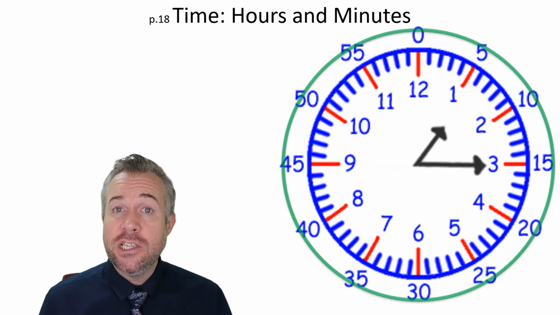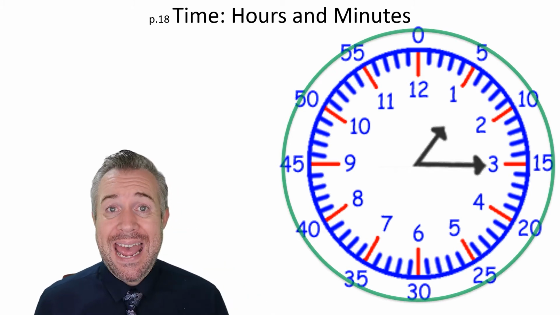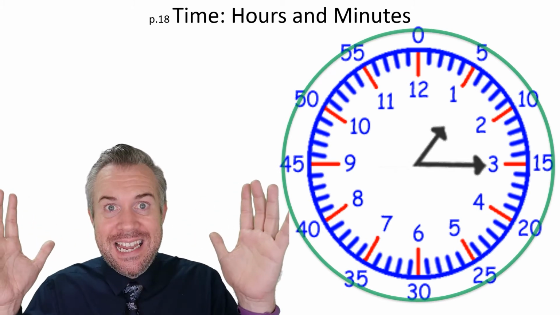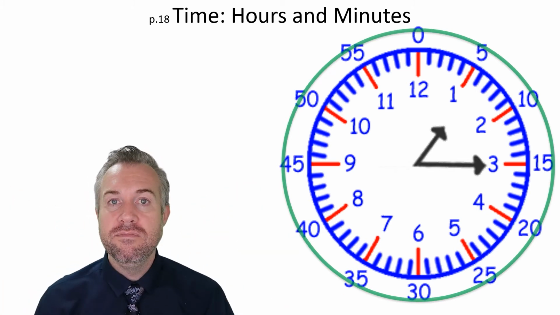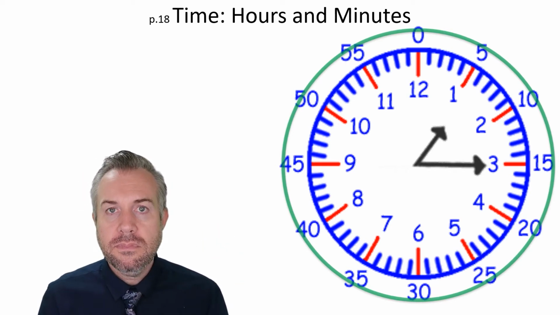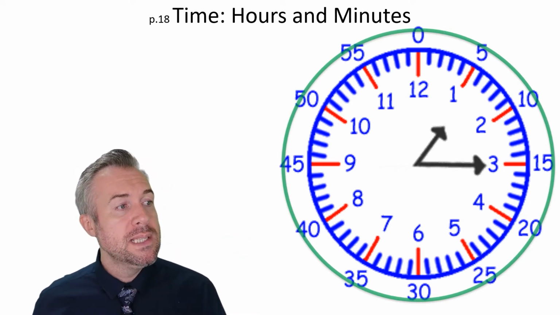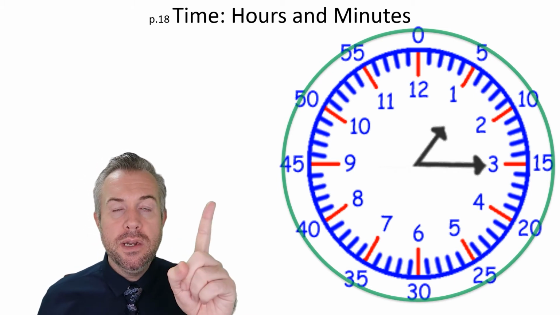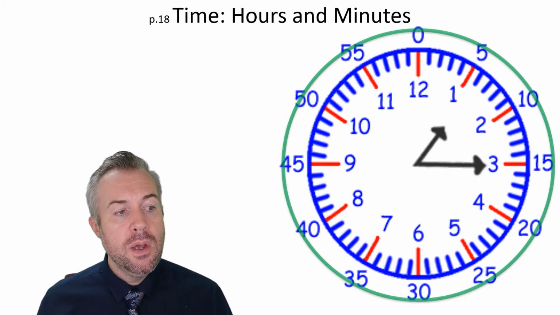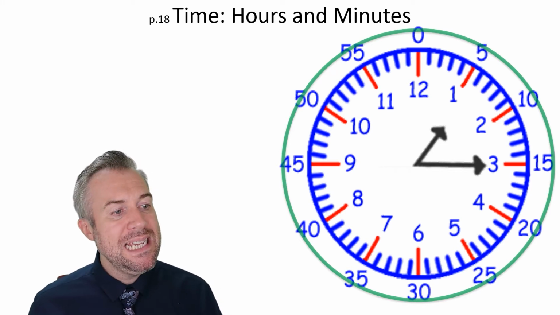If the big hand is at 2, it would be 10, 1:10. If the big hand was at 3, it would be 15. Remember? So as in this picture, what time is it? It is 1:15. Moving through, if the big hand is at 4, it is 20.